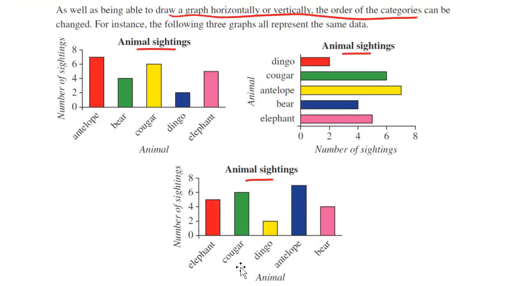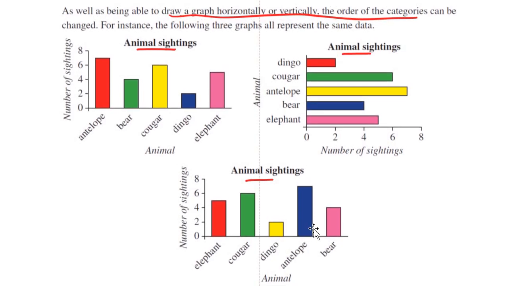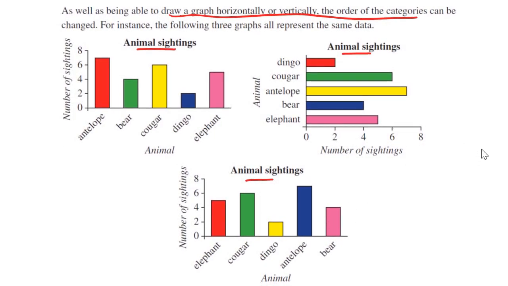Okay, the next one is again animals on the x-axis and number of sightings on the y-axis, and you have just changed the animal order. Previously antelope started, bear, cougar, dingo, elephant, so it was alphabetical, but this time it is not alphabetical, it is maybe random. Okay, so this is how we can do various plots.